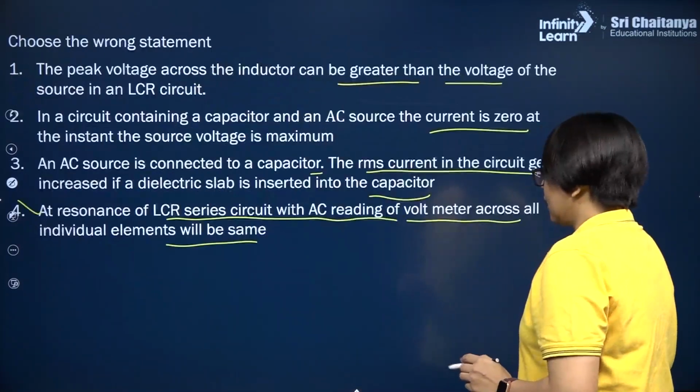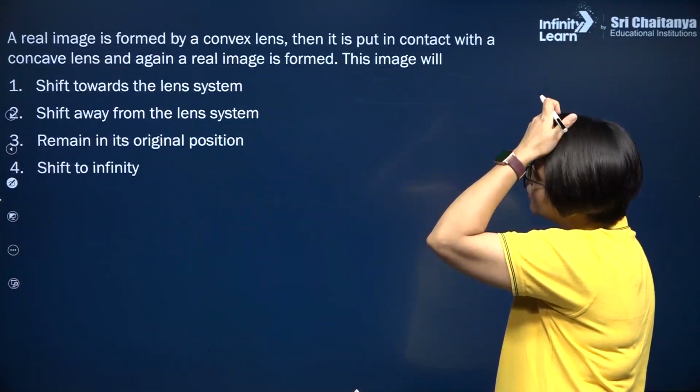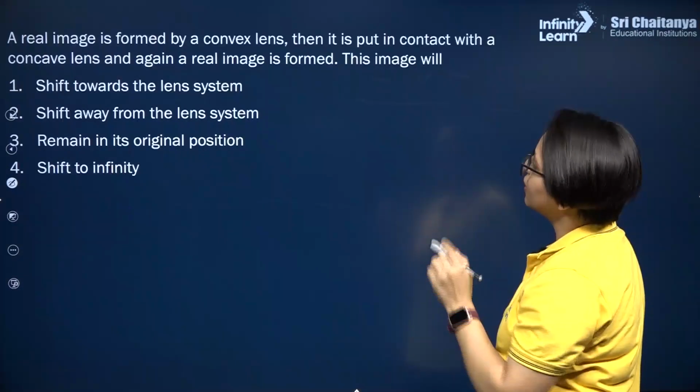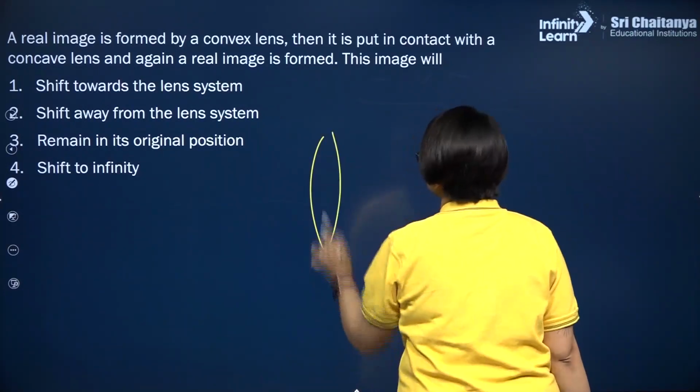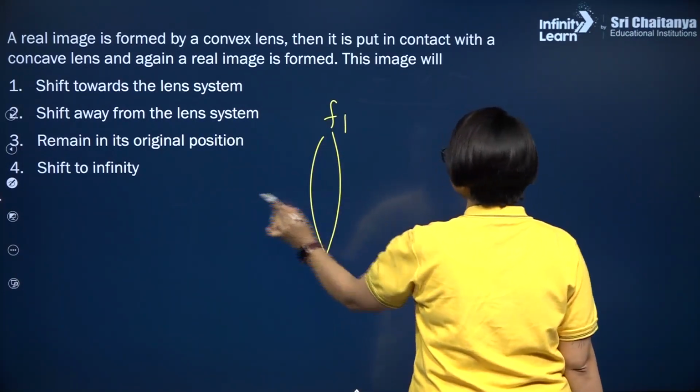Okay. Next is real image is formed by a convex lens. We have a convex lens. Let's say its focal length is f1 and it is forming a real image.